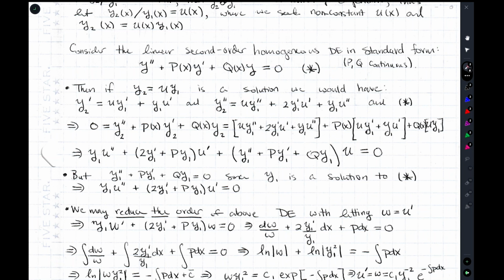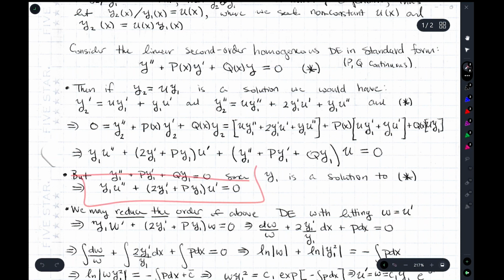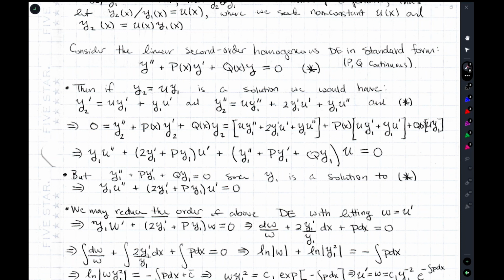U's not showing up. So why don't we define a new variable w equal to u prime, and then now this exact same differential equation becomes a first order differential equation. Okay? Now, second order becomes first order. We've reduced the order, and now you know why this method is called reduction of order. And again, we could get away with this because the u's not showing up.